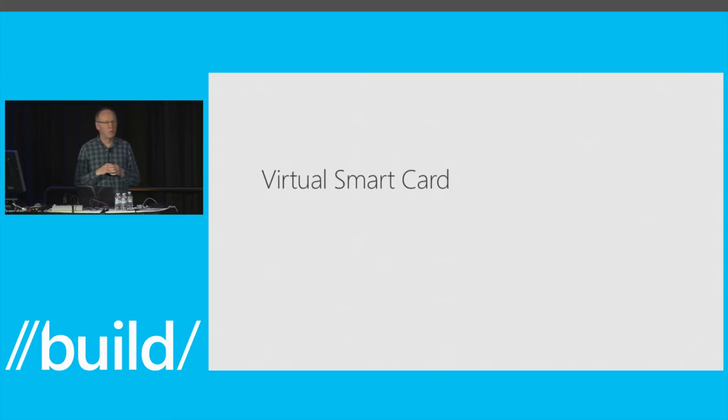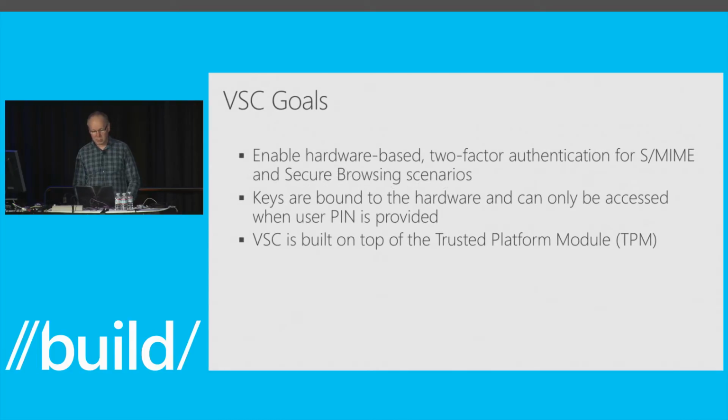So with the help of many teams and resources from across the company, we actually managed to pull this in. So this is part of Windows Phone 8.1. It is now possible to have a hardware-based two-factor authentication for S/MIME and secure browsing, plus all the scenarios that you guys can dream up, because all the necessary APIs are available for third-party developers.